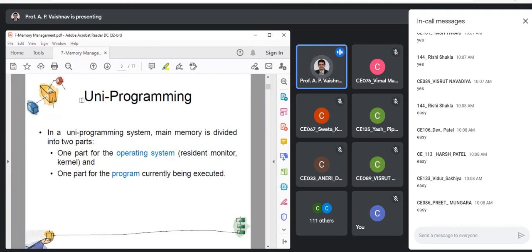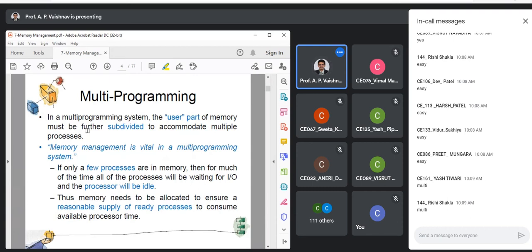So partitioning and management both are easy, but the problem arises when you want to load multiple processes in main memory. That is multi-programming. In a multi-programming system, the user part of the memory, now what is the user part? It is the part except the kernel. Total minus kernel, that is your user part. That must be further subdivided.